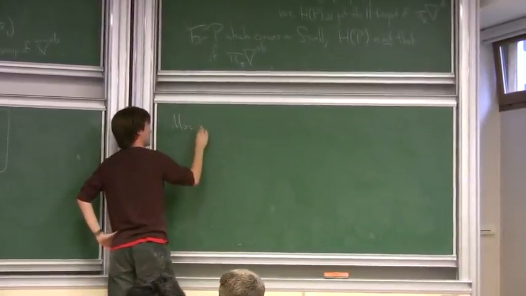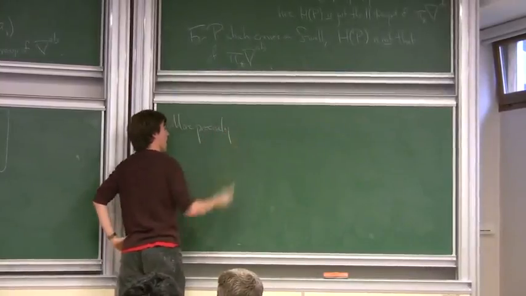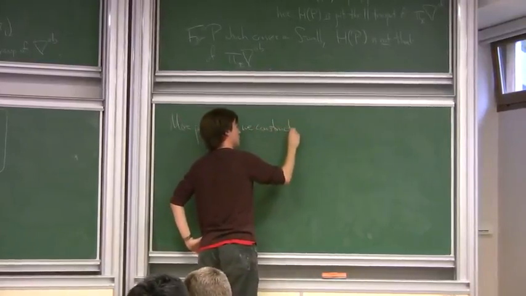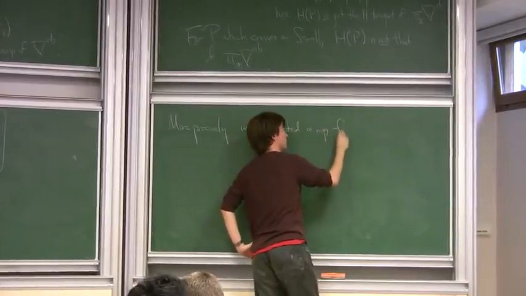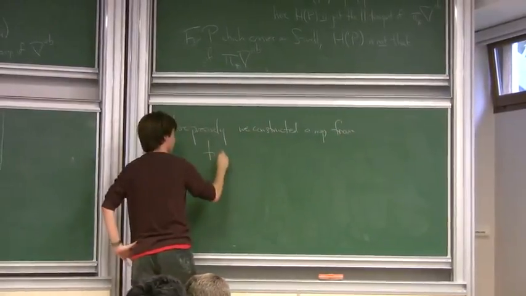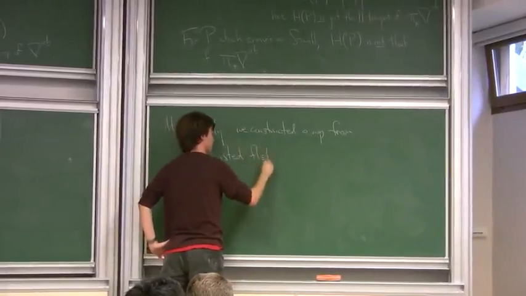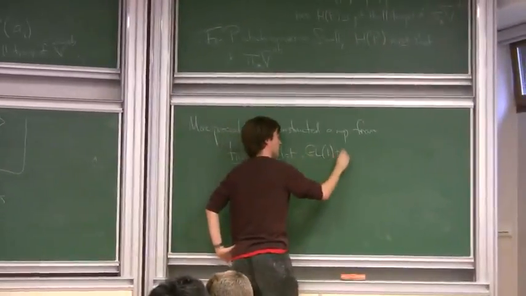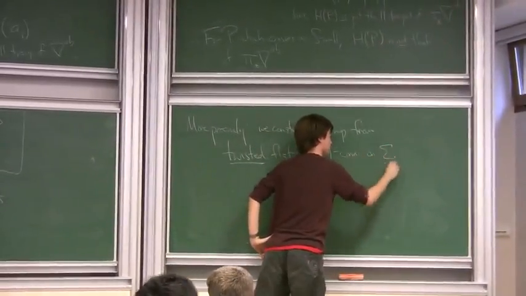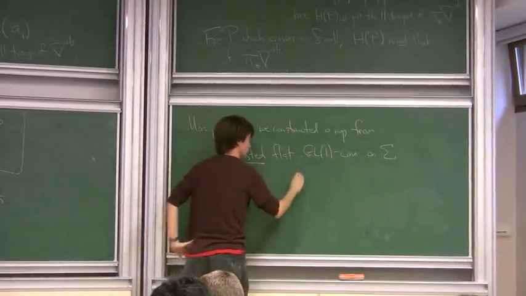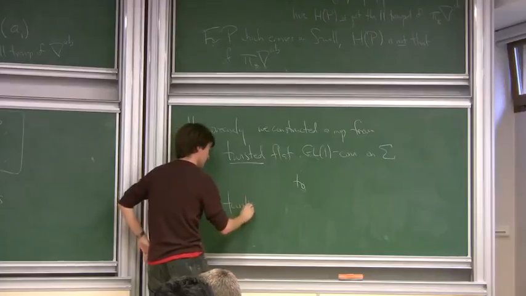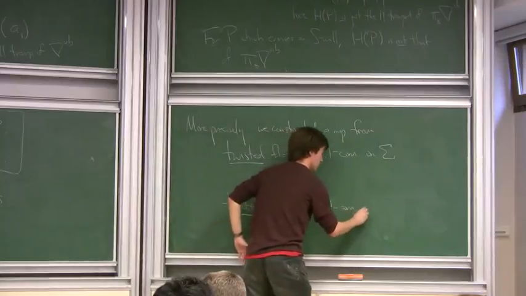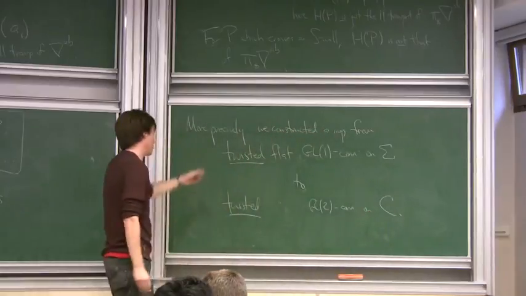So more precisely, what we constructed is a map from twisted local systems, I'll have to say what a twisted local system is up here, the twisted flat connections, flat GL1 connections on sigma, to twisted flat GL2 connections on C. And what do I mean by twisted?